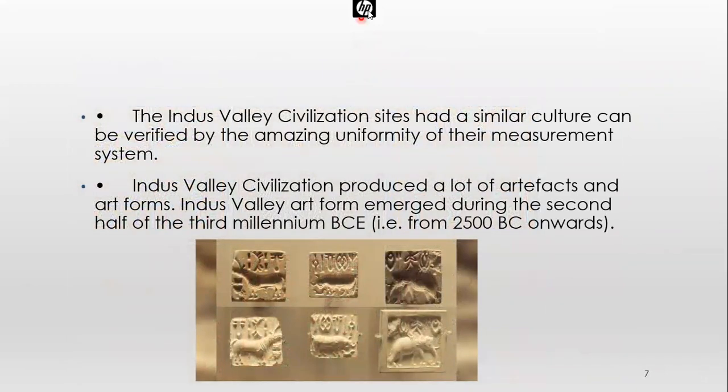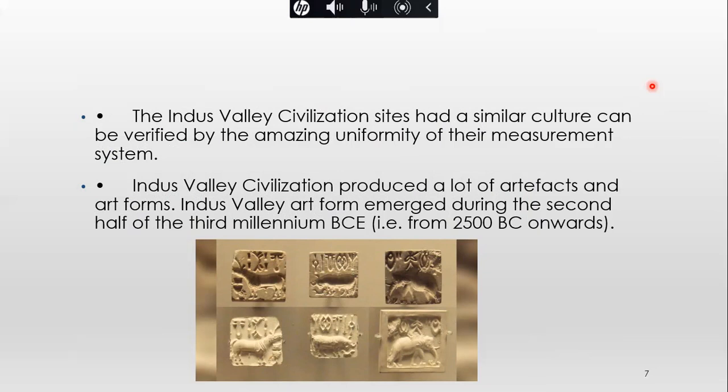The Indus Valley civilization sites had a similar culture, which can be verified by the amazing uniformity of their measurement system. After every excavation, whenever we found any kind of artifacts, we came to know that the measurement was the same throughout all the sites of the Indus Valley civilization, whether it was Harappa or Mohenjo-daro. Even the size of the brick was the same. So we can see that there was a uniformity of the measurement system.